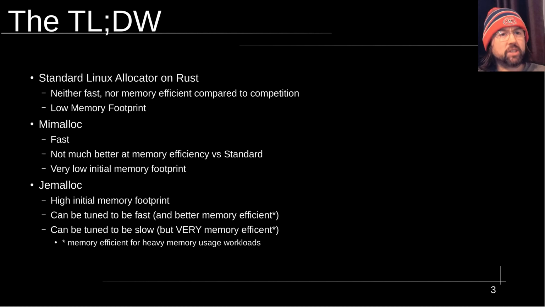So the rest of the presentation is going to be talking about what I mean by heavy memory efficiency, the footprints, how fast it is, and stuff like that. But if you just wanted the TLDR, there it is. Memalloc and Gemalloc can be very, very fast. The standard memory allocator is standard and it's good enough, but you can do better with Memalloc and Gemalloc. And the rest of the presentation is going to be talking about why I believe that.